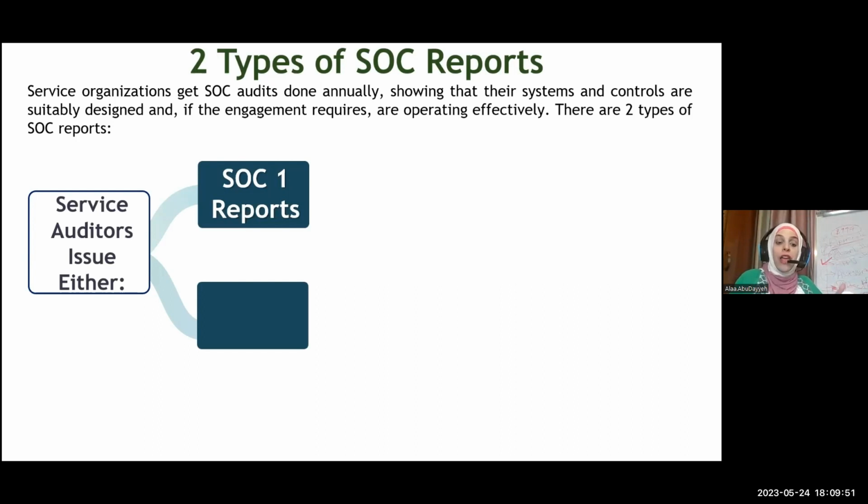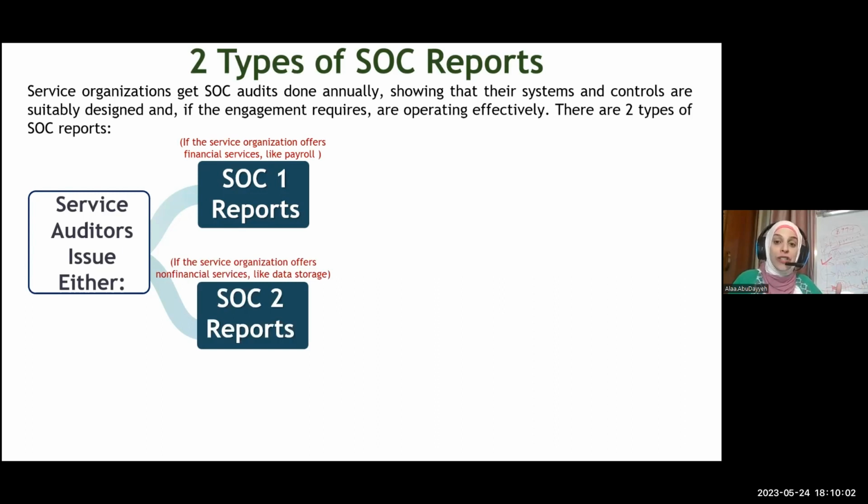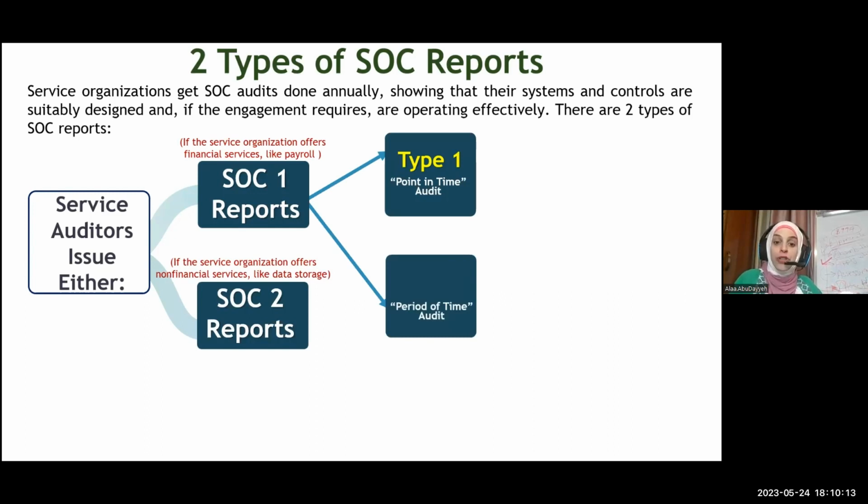Now, as we said, the service auditor issues either SOC1 reports, which apply to service organizations that offer financial services like payroll, or SOC2 reports. And this applies if the service organization offers non-financial services like data storage. Now we have two types of SOC1 report. It can be either a type 1 report, which reports at a point in time. It is a point in time audit, okay? Or a type 2 report, which covers a period of time. Also, the SOC2 reports can be type 1 or type 2 reports.